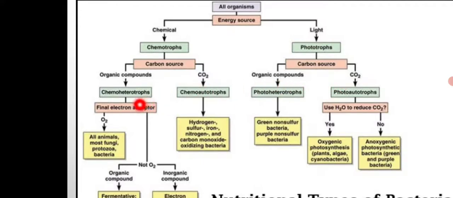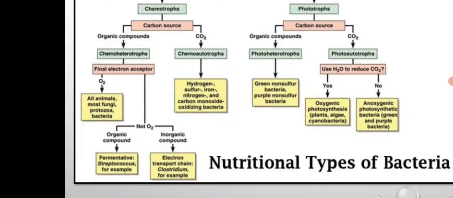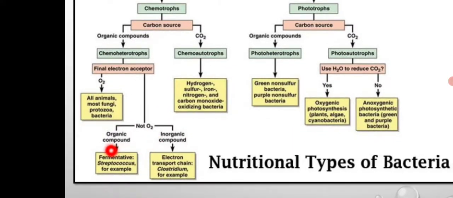Then in chemoheterotrophs, some use oxygen as a final electron acceptor, and some do not. So examples are most animals, fungi, protozoa, and some bacteria which use oxygen as a final electron acceptor, and some are unable to use oxygen as a final electron acceptor. They include streptococcus and the ETC chain is there. Here the final electron acceptor is oxygen in the ETC, and it produces energy, it produces ATP.